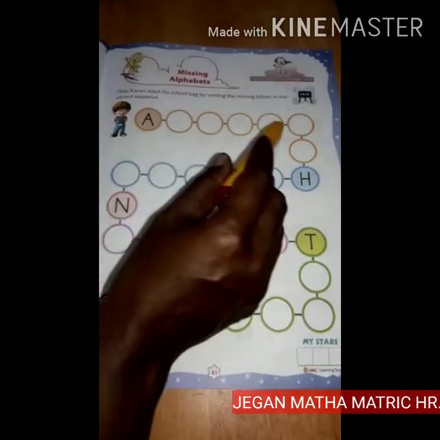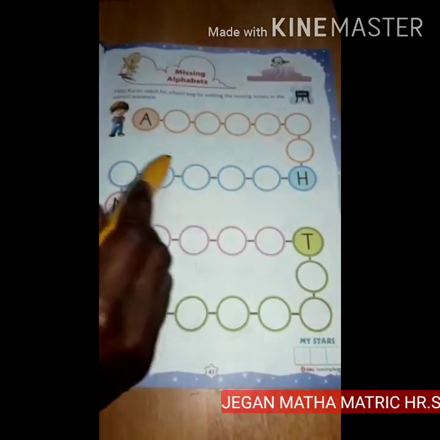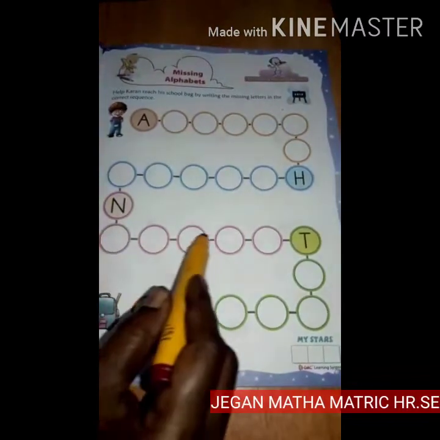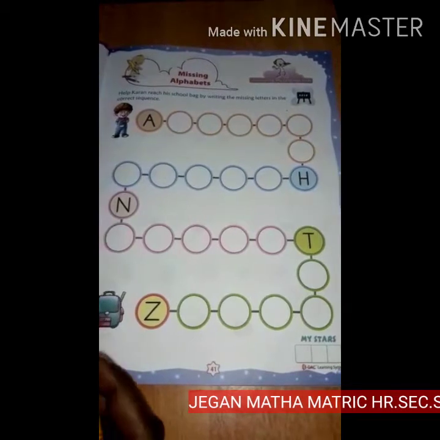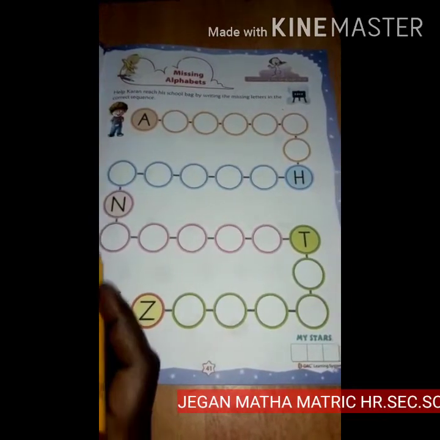See here, one boy is standing in the corner. His name is Karan. He lost his school bag. Now we are going to help Karan reach his school bag by writing the missing letters in the correct sequence. Can we do that? Come on.